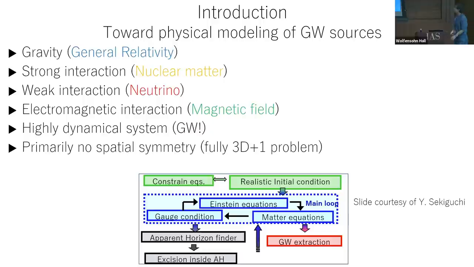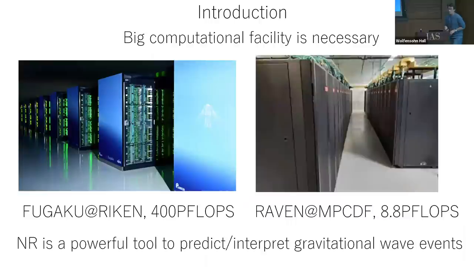This is a recipe for numerical relativity, because the Einstein equation is split into the constraint equations and evolution equations. Giving the realistic initial condition means that you have to solve the constraint equations. The blue part is the main loop part. We solve the Einstein equations, matter equations, neutrino radiation transfer equations, electromagnetic field equations, and gauge condition in a cyclic way. Sometimes a black hole is formed or a black hole exists in the simulation, so we need to implement a special technique to get a stable numerical simulation. And we also have to extract the gravitational wave signal from the simulation data. This is what we normally do in our simulation.